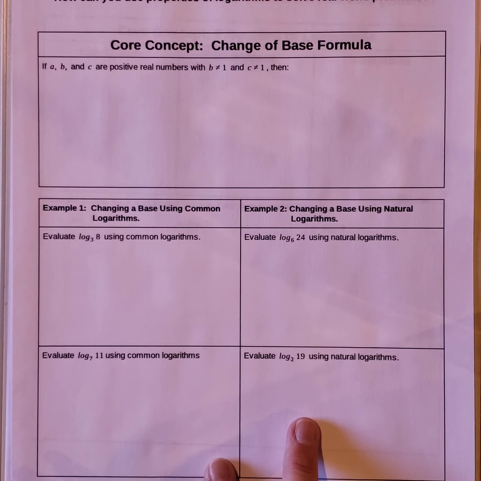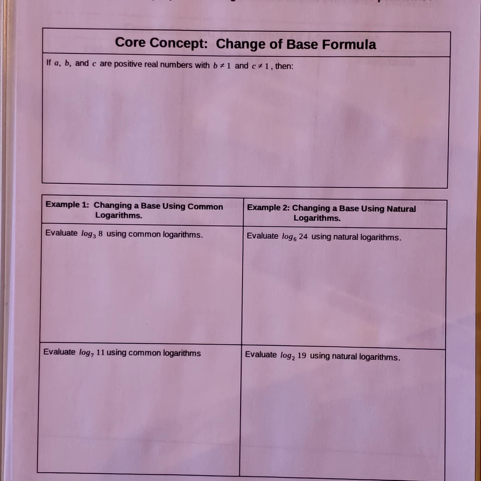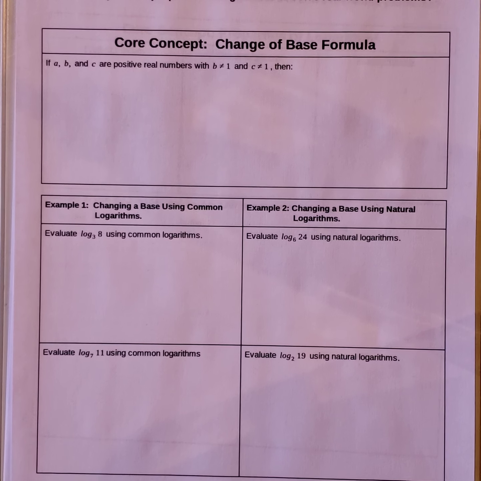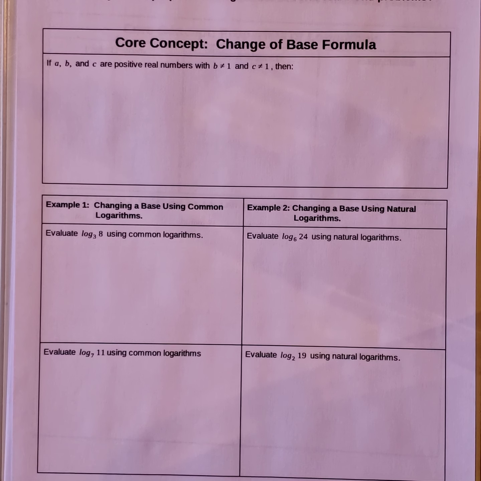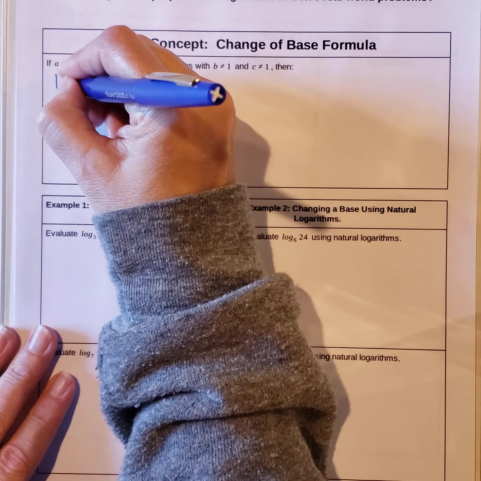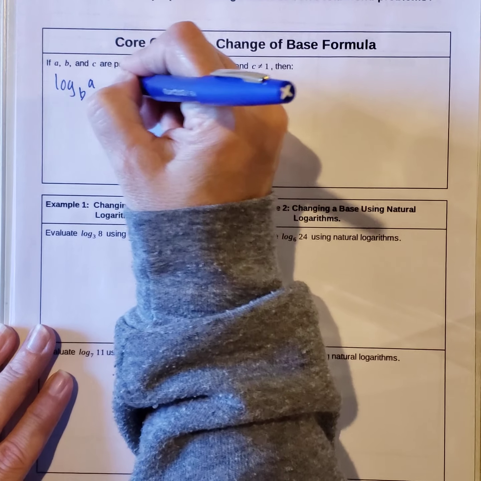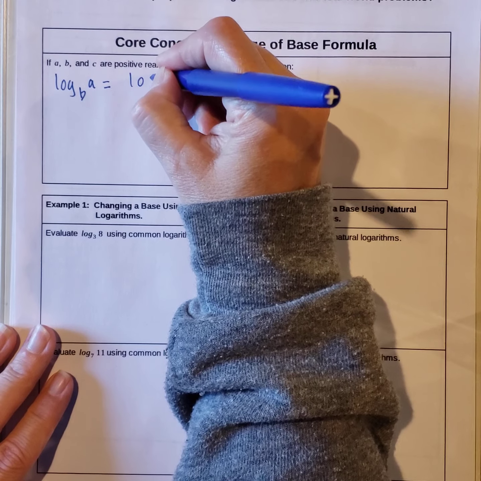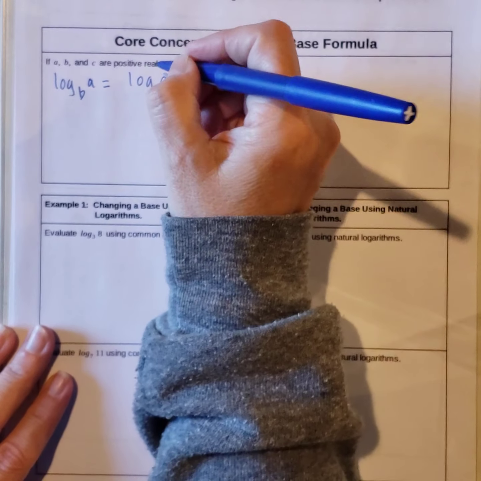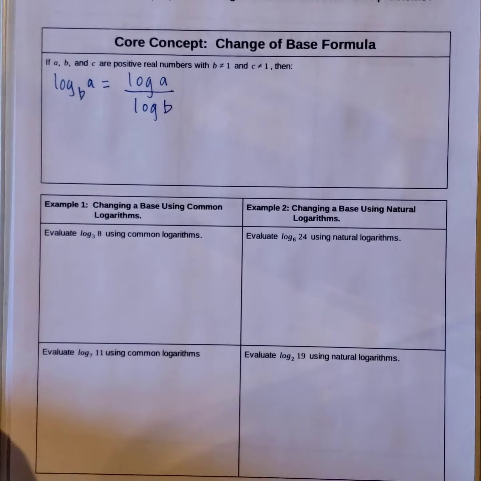So the concept that we're going to look at for the next couple of examples is what we call the change of base formula. So the rule is log base b of a is equal to log of a divided by log of b.